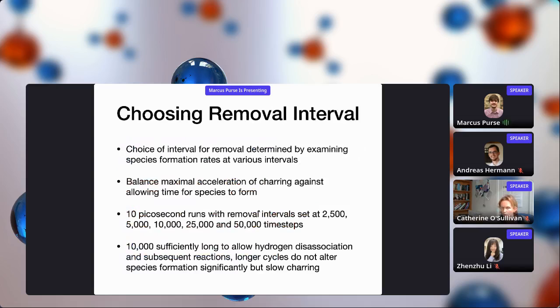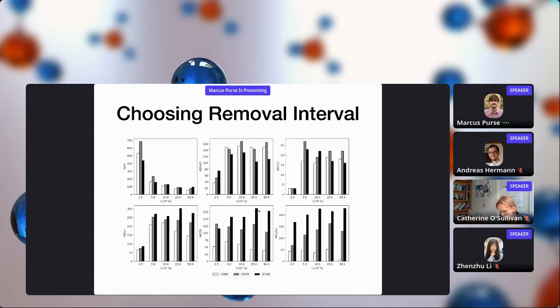So we had to choose an interval, first of all, to actually remove our products. We wanted to balance maximal acceleration of the charring, but we also needed to allow time for species to form. So we tried runs at various different time steps. And we found that 10,000 time steps was long enough to allow hydrogen dissociation and subsequent forward reactions. But the longer cycles didn't really affect species formation significantly, but they did slow charring quite a lot.